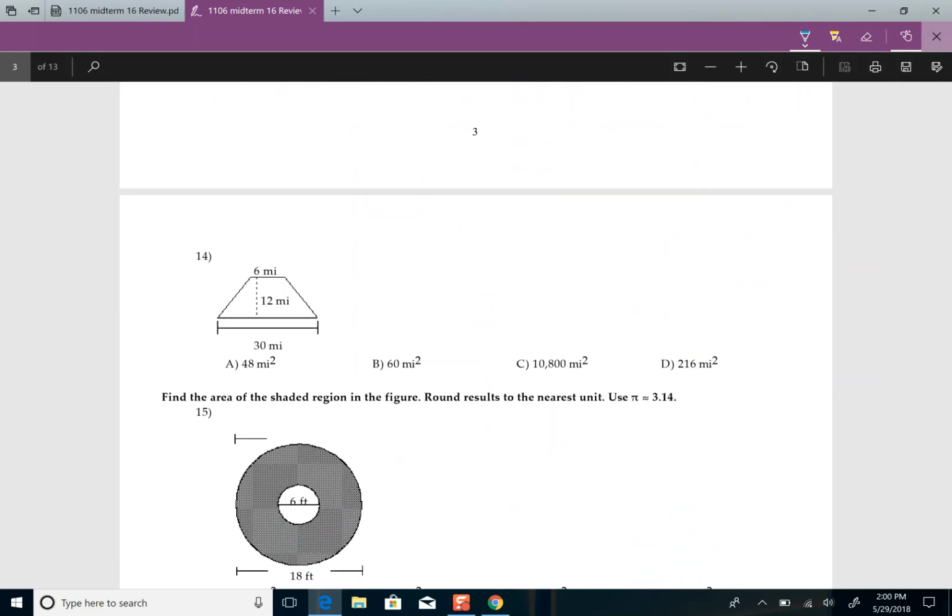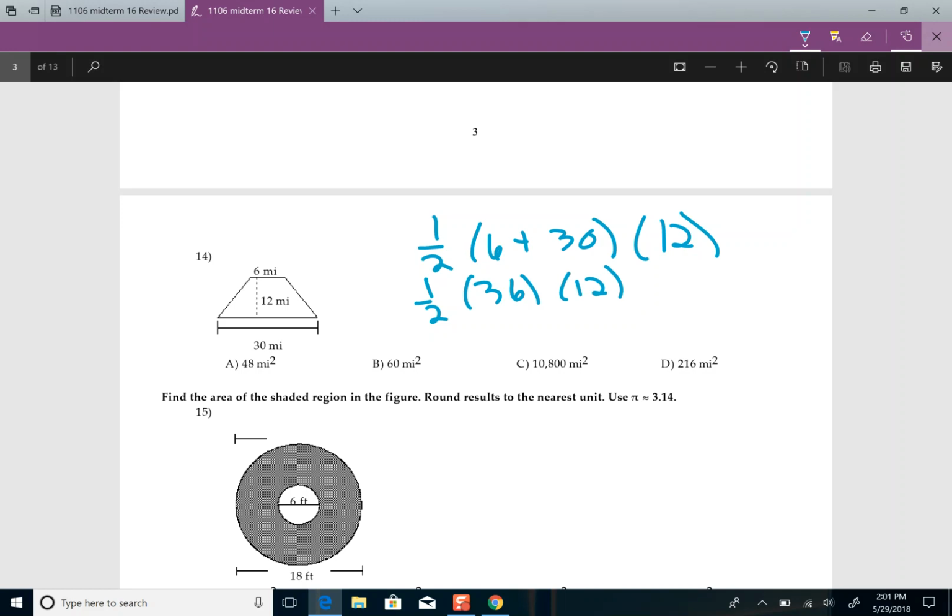Here's the weird one usually, the trapezoid. So I have three numbers going on. I have the 6, I have the 12, that's the height, and the 30 on the bottom. So we are going to find the average of the 6 and the 30, and we're going to multiply it by the height of 12. Okay. So 6 and 30 is 36 times a half times 12. So I have a half times 36 times 12.